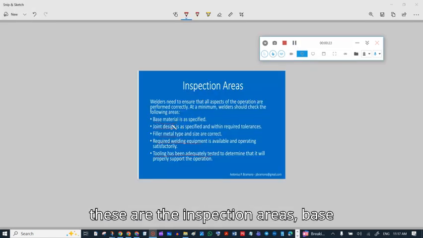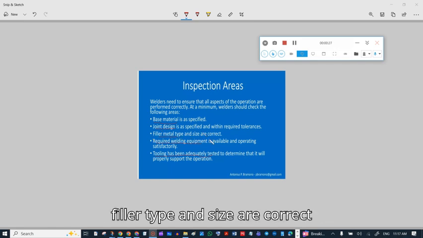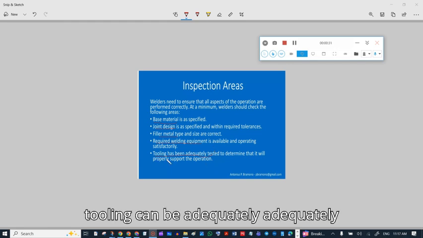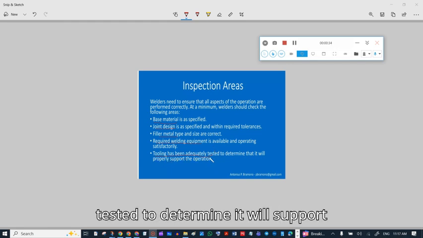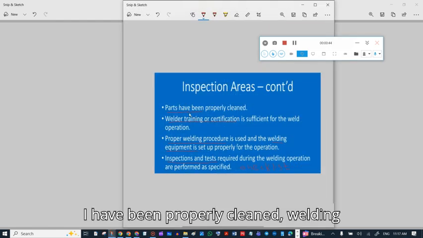Base material to be specified, joint design, filler type and size are correct. The required welding equipment, tooling can be adequately tested to determine it will support the operation. Then, parts have been properly cleaned.